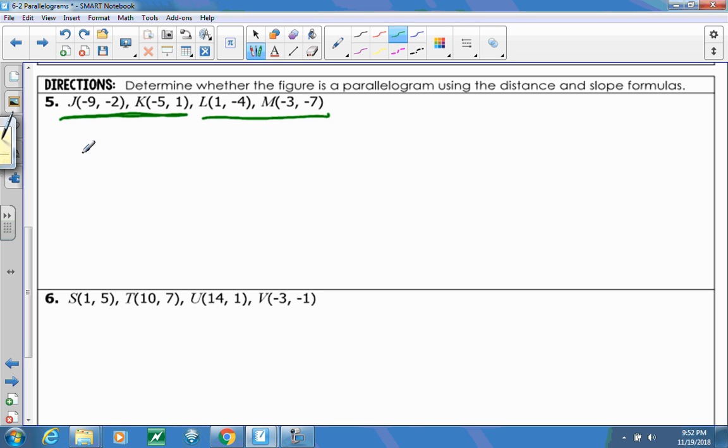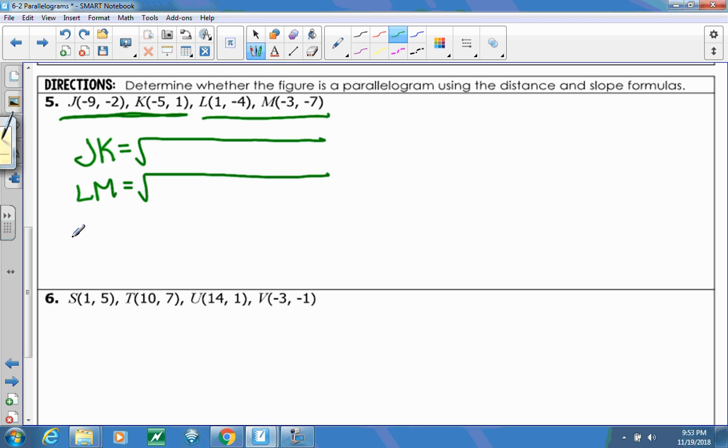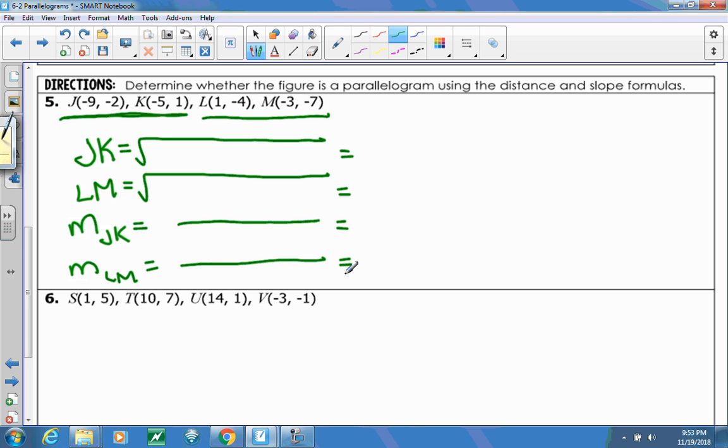So what we need to first of all do here is figure out what is the length of JK using your distance formula. What is the length of LM using your distance formula. Then we need to find the slope of JK, and we have to find the slope of LM. So what I want you to do is go ahead and once more pause the video and fill in our slopes and our distance formulas here to figure out what they are, and then once you have that, go ahead and start it back up.